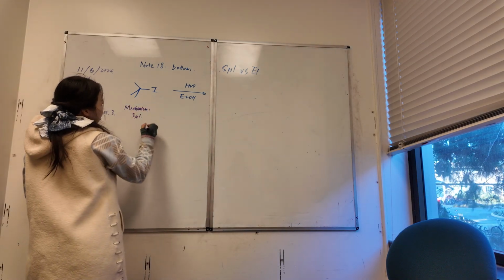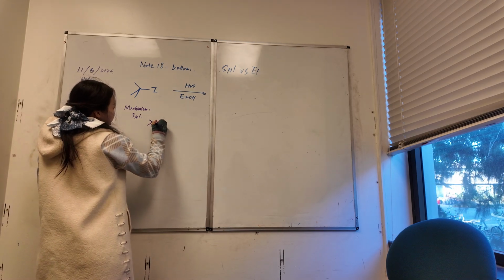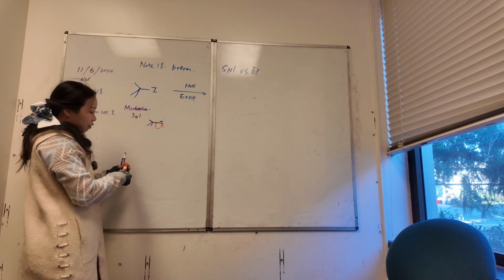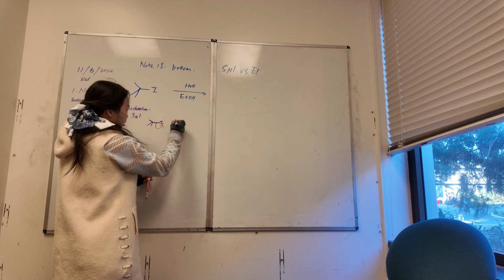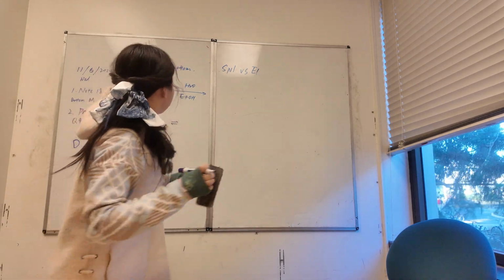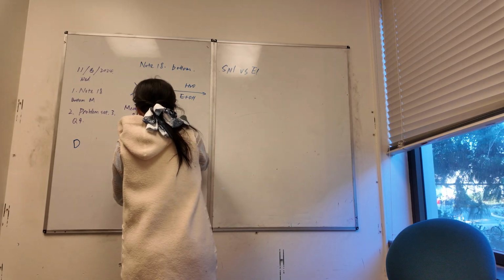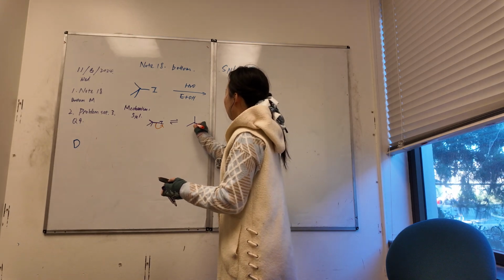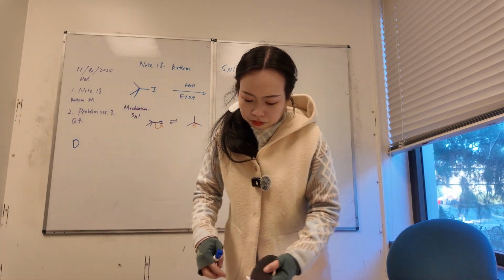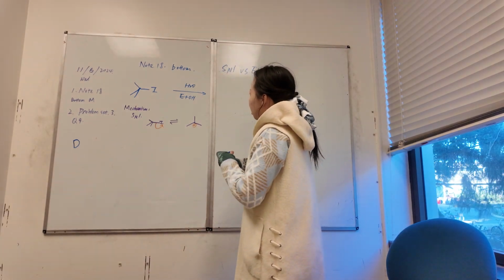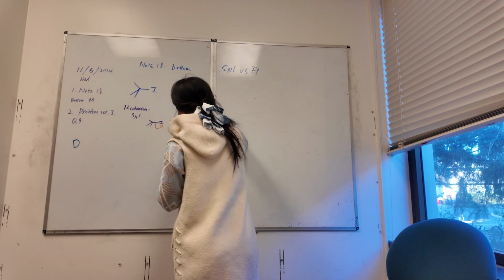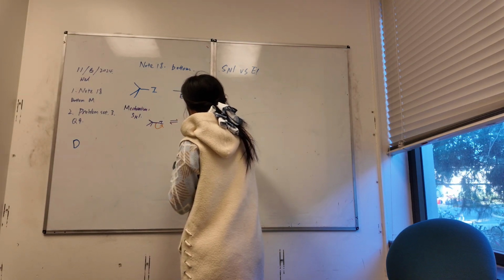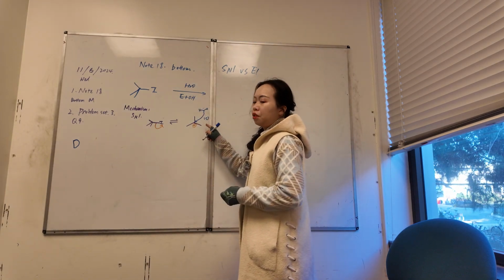Okay, SN1. I'll still do color coding. My iodide leaf, which is the leaving group, will form a carbocation, right? And my water, HOH, will attack it. It can attack from the bottom or the top. I'll just use this to show top or bottom.